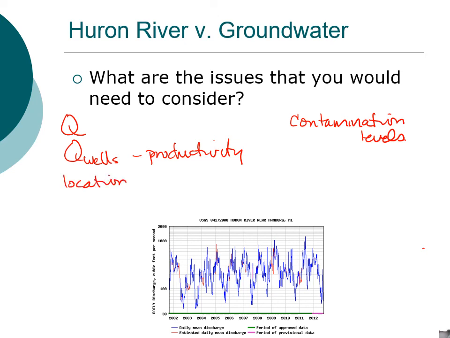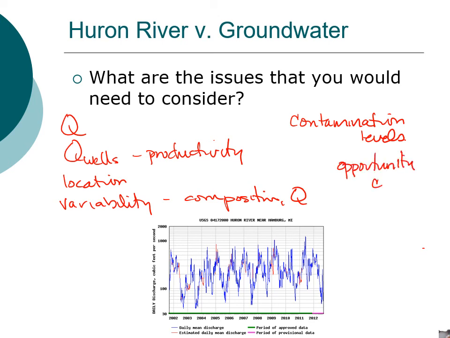Location. So location of the surface water. How far do I have to pump water? Variability we mentioned. So variability both in the groundwater and the surface water, and we're talking both in composition and flow rate. We also want to think about opportunity costs. And as I mentioned in class, we'll talk more about that. What does that mean when we talk about opportunity costs? And we need to talk about water law.